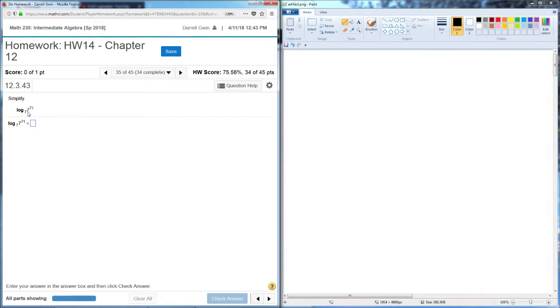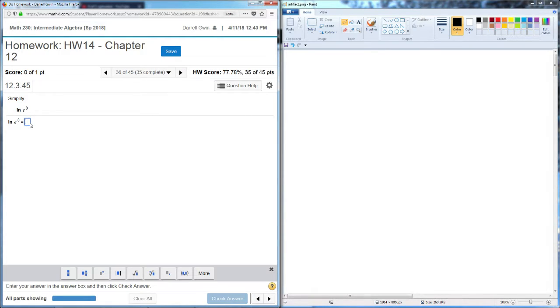These are inverses, inverse slash opposites. They cancel each other out. Log base 7 of 7 to the power of 71. Those are inverses. And inverses again.